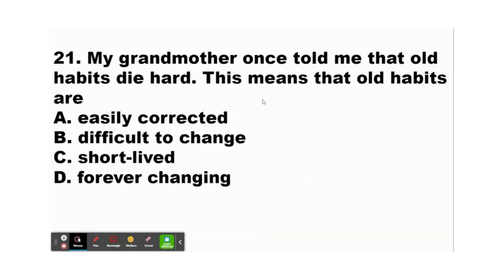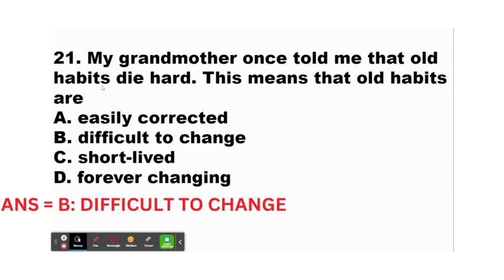Question number 21. My grandmother once told me that old habits die hard. This means that old habits are A, easily corrected, B, difficult to change, C, short-lived, D, forever changing. Now, the correct option is B, difficult to change. Die hard is an idiomatic expression, which means very difficult to change. If something dies hard, it means it is very hard. It doesn't die easily. So, B is correct.